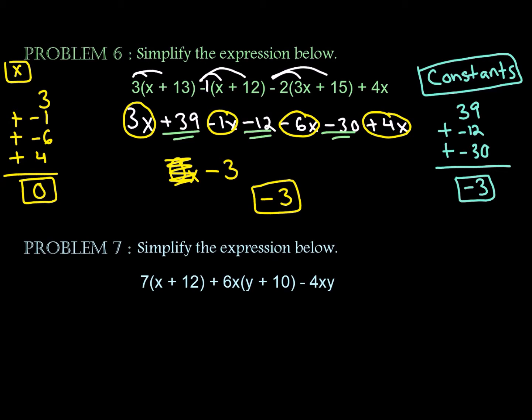Problem number 7, simplify the expression below. So I'm going to start off by distributing. 7 times x is 7x. 7 times 12 is 84. 6x is positive in this case, and 6x times y is actually 6xy. You just put the variables together. x times y is xy. So 6x times 10, you would actually be multiplying the numbers together. So you would get 60x.